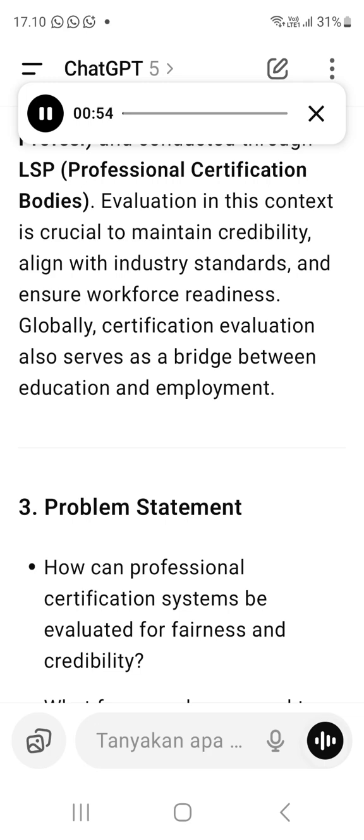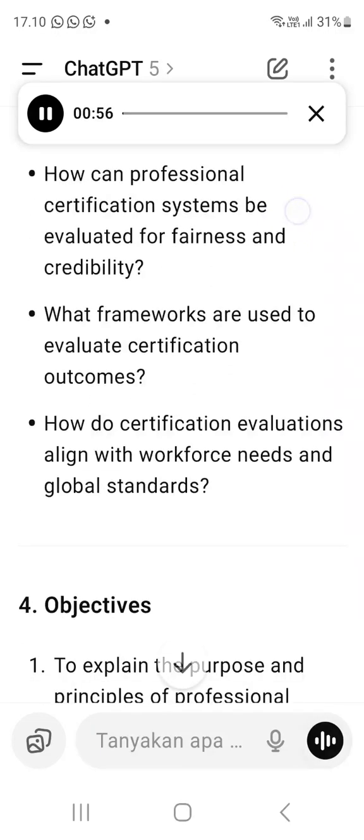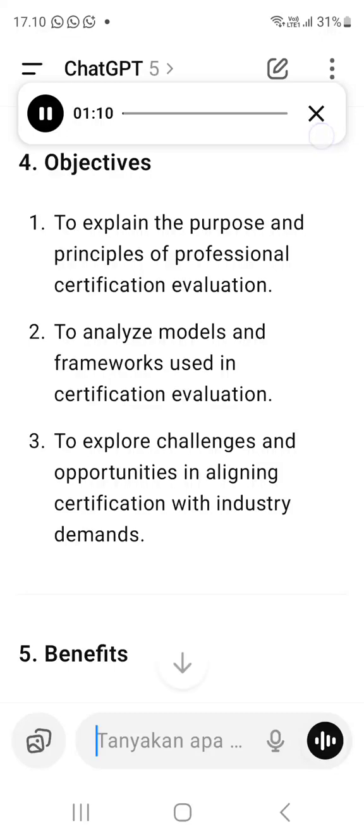3. Problem statement. How can professional certification systems be evaluated for fairness and credibility? What frameworks are used to evaluate certification outcomes? How do certification evaluations align with workforce needs and global standards? 4. Objectives. 1. To explain the purpose and principles of professional certification evaluation. 2. To analyze models and frameworks used in certification evaluation.